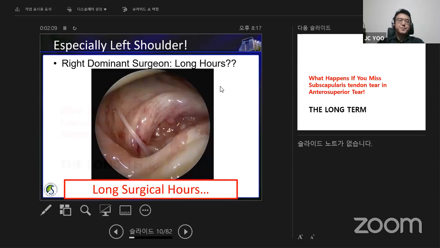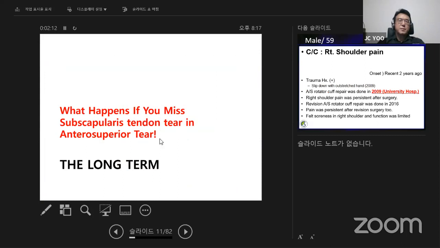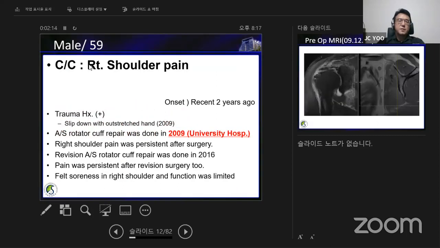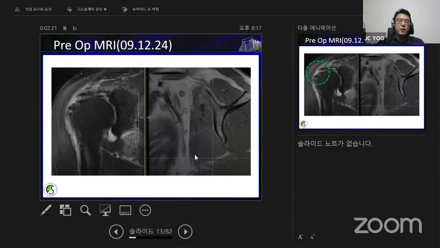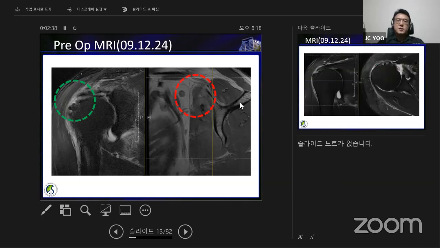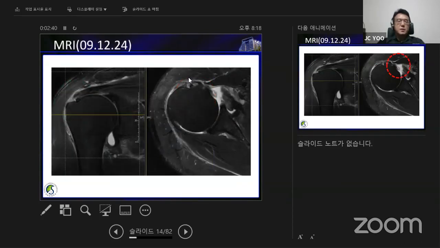What this means if you miss a subscap tendon tear in the long term: this is a 59-year-old male who visited one of the university hospitals in 2009 with this MRI. I don't know if you can see it, but of course you can see the tear on the supra, and there is also a fishy sign right up here. If you look at this, you can see that there was a tear.